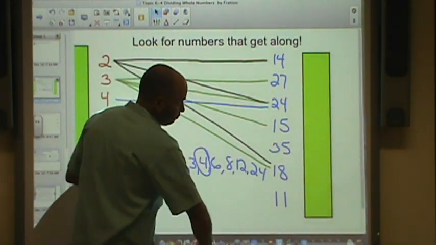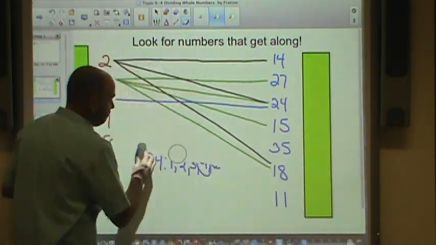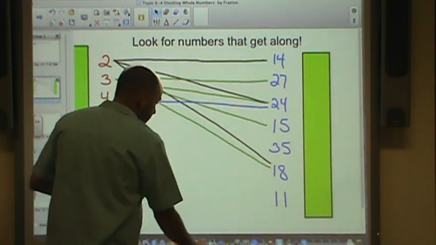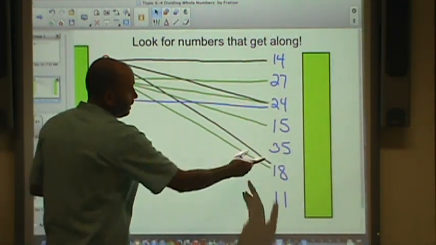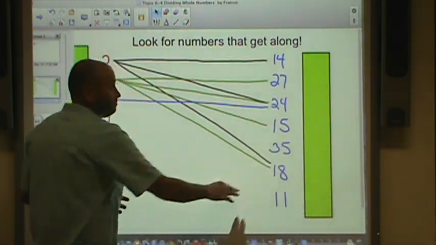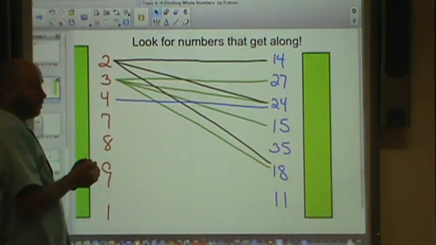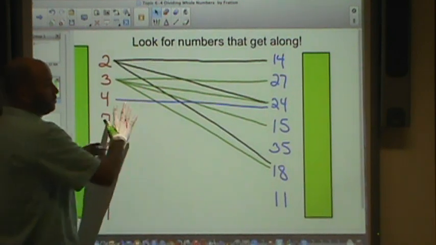Okay? So that's a way of looking at it. You can think of them as factors. How about 4 and 15? That's not going to work. 35, that's not going to work. 18, that's not going to work either. So 4 is pretty much by itself with just 24.